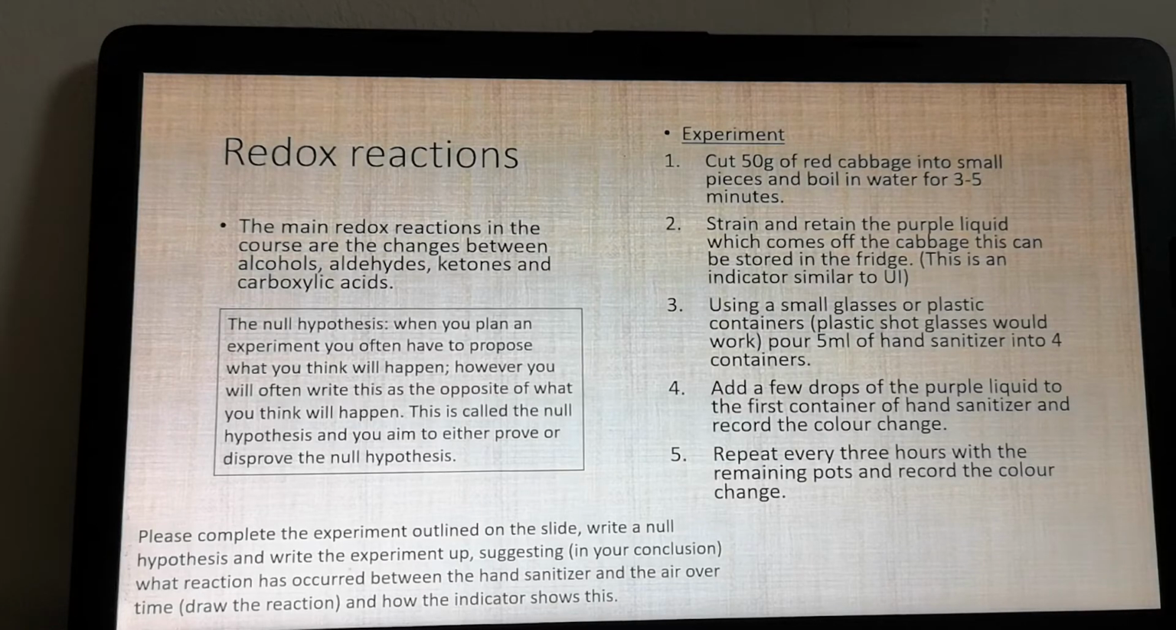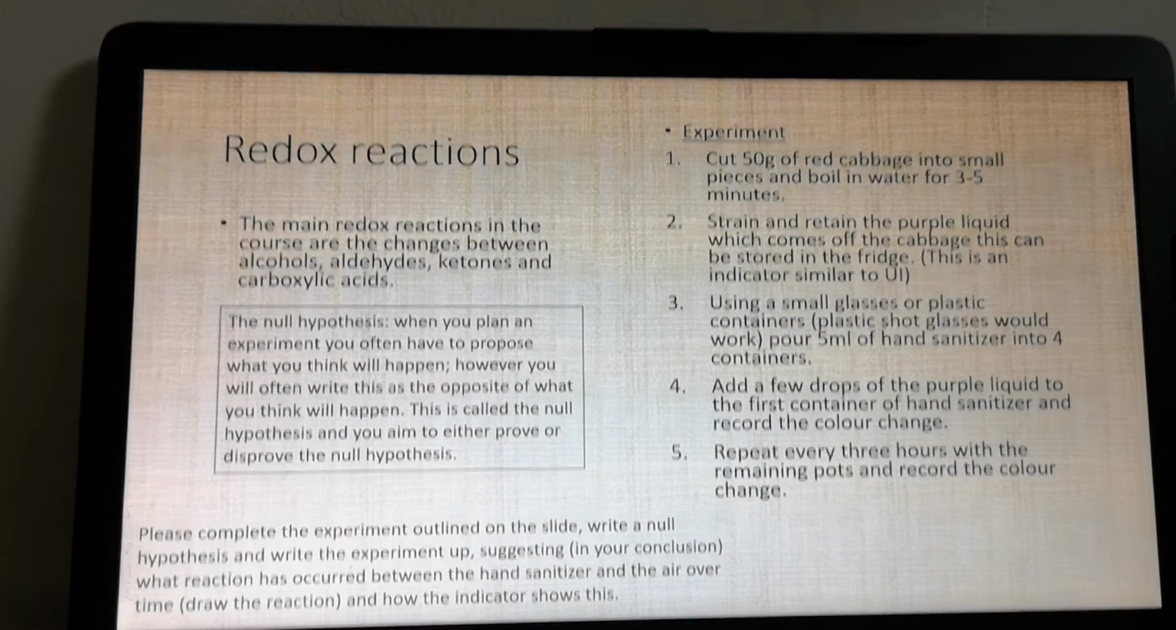Redox reactions. This is the one I really wanted to talk to you a little bit about and explain, because this is what I would like for you to do over the next few days. I'm going to ask for this to be given back to me by the lesson on Friday. Provided I get all the videos sorted, hopefully we'll be talking about it in person then. But the experiment is explained here.